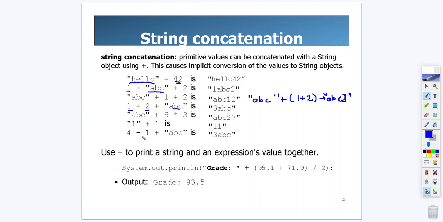And then here, remember, even though subtraction and addition have the same precedence level, we go from left to right. So 4 minus 1 is 3, and then 3 joined with this is 3ABC. And as we've seen before, you can display a string together with the result of an operation, and we've done that in previous lessons.